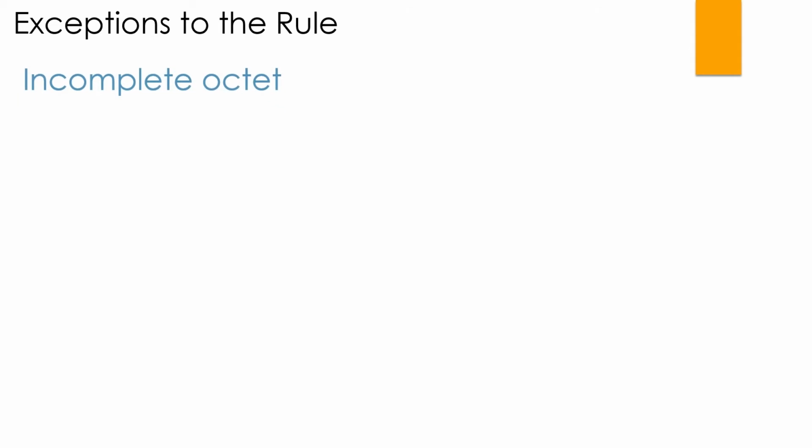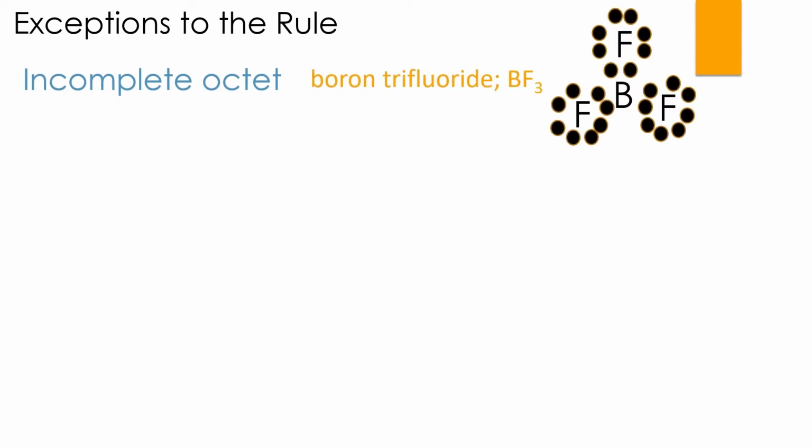Incomplete octet. The most classic of these exceptions involves the boron atom that routinely will be stable enough just having 6 electrons around it. Shown is the boron trifluoride compound.